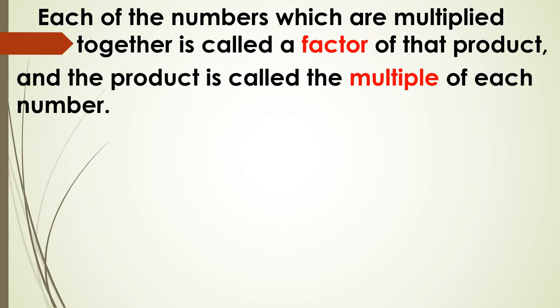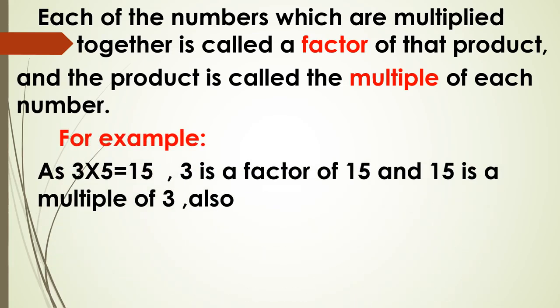Now see the example. We have done 3 multiplied by 5 equal to 15. Now which two numbers we are multiplying here? 3 and 5. So 3 is a factor of 15. Numbers which we are multiplying are called factors. So 3 is a factor, and the product is called a multiple. What is the product? 15 is the product. So 15 is a multiple of 3.